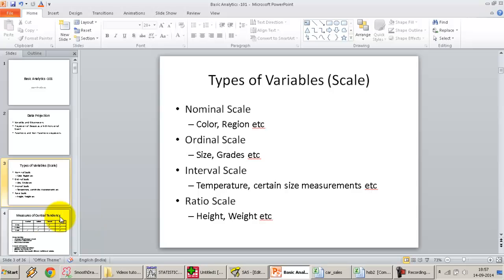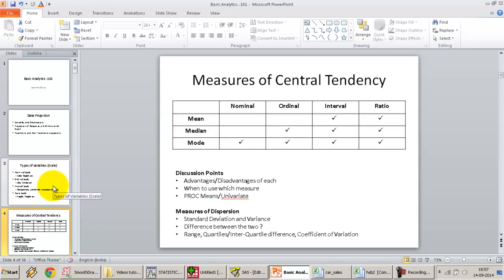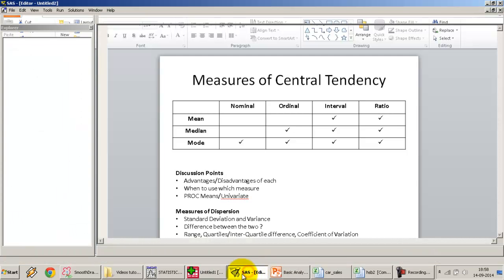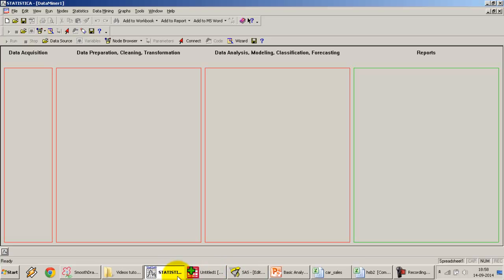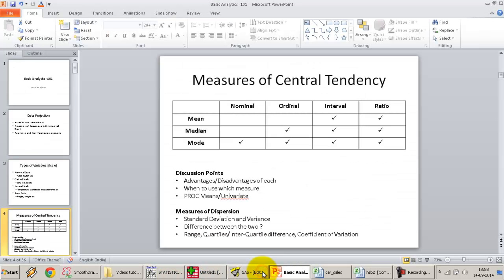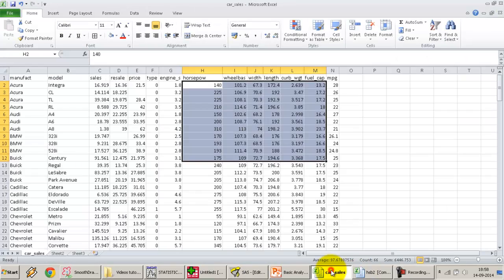So in our next lecture, we're going to talk about the kind of measurements that we can do across these kinds of variables. Please have your statistical programs open and ready. We're going to be working on SAS, SPSS, and Statistica, and I'm also going to pull up our statistical package and talk about the various measurements that we can do and start manipulating these two data sets in actual statistical packages.